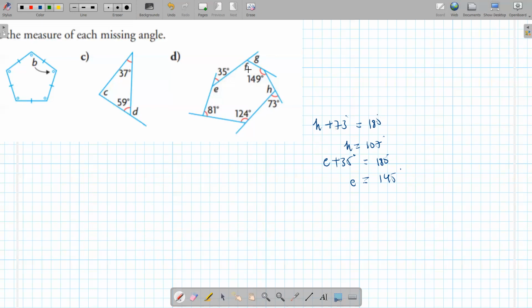So what's the sum of all the angles in a 6-sided polygon? Sum of all the angles inside is what? We need to use a formula. N minus 2, times 180. So 6 minus 2 is 4. 4 times 180, that is 720 degrees. Okay. So now that we know the sum, how can we find F?